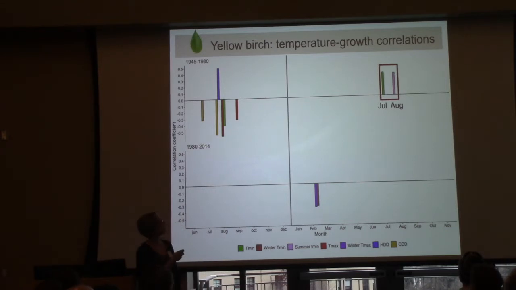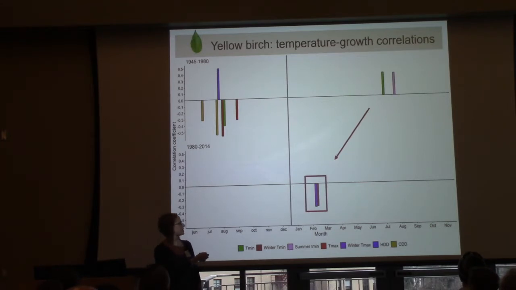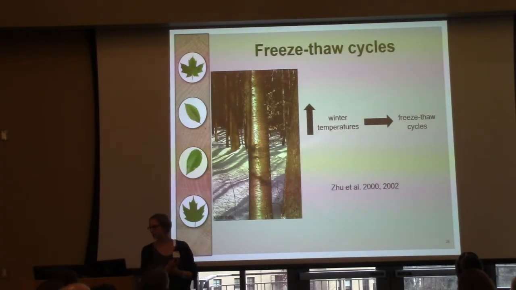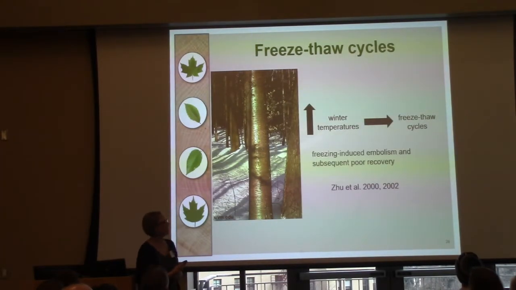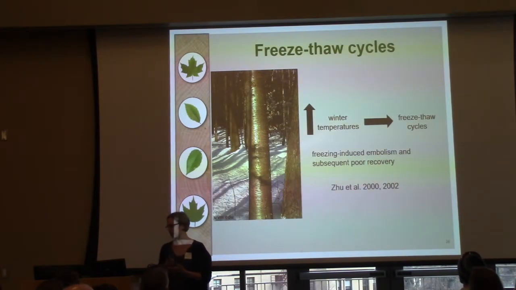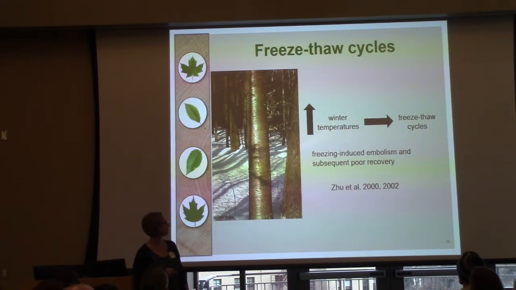And for temperature, similar to American beech, previously there were positive correlations with warmer summer temperatures, but that disappears. And what we see is the same thing, a negative correlation with warmer minimum temperatures in the winter. This could be tied to snow, except we didn't see any correlations with precipitation in winter like we did with sugar maple. So another explanation could have to do with freeze-thaw cycles, which have been shown to be detrimental to yellow birch roots due to freezing-induced embolism and then poor recovery afterwards.